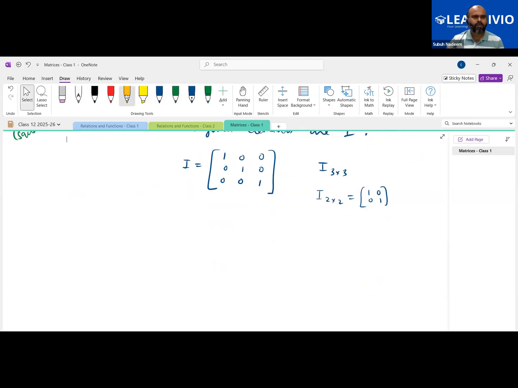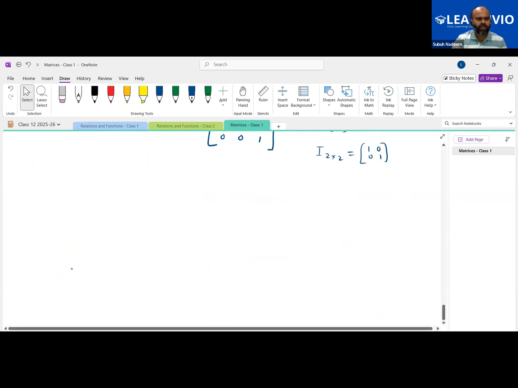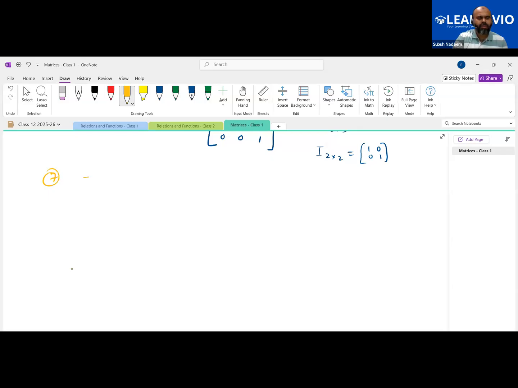Now we have the zero matrix. So this is the seventh type. Zero matrix is also an important matrix. It is not necessarily a square. It is a rectangular matrix. Rectangular means a square is also included there.